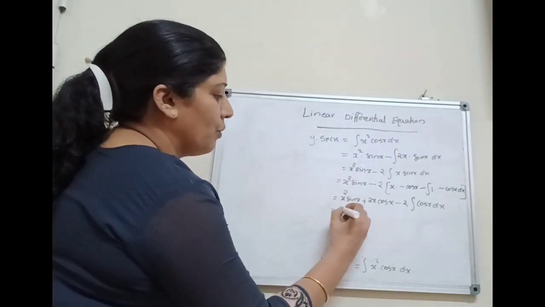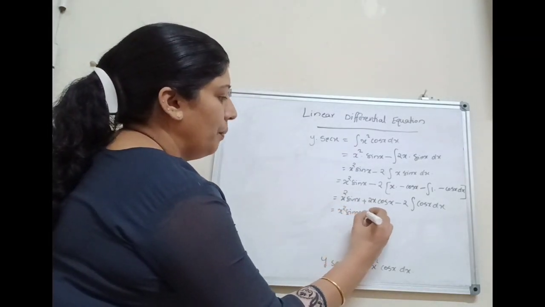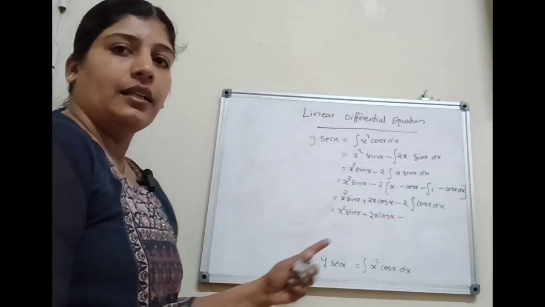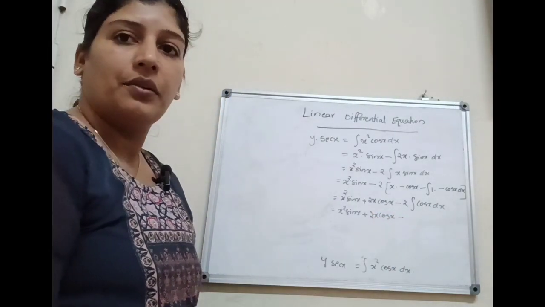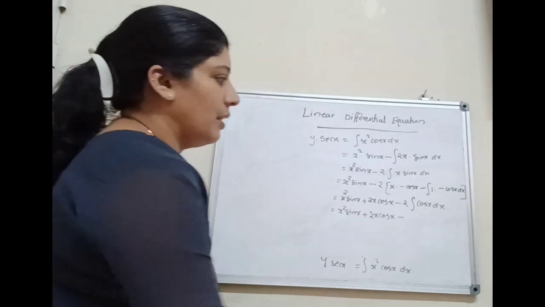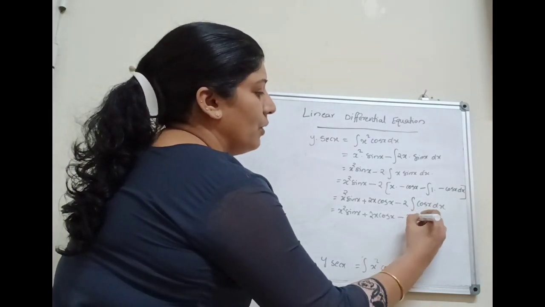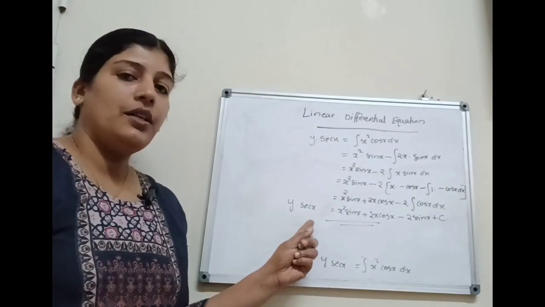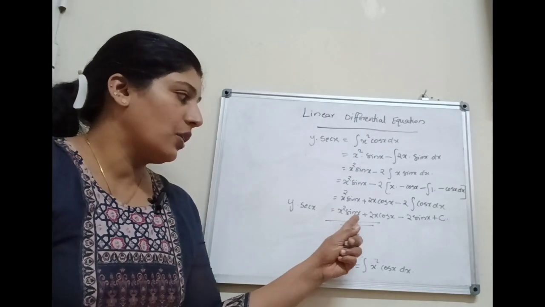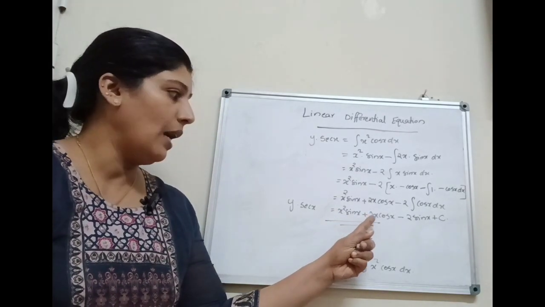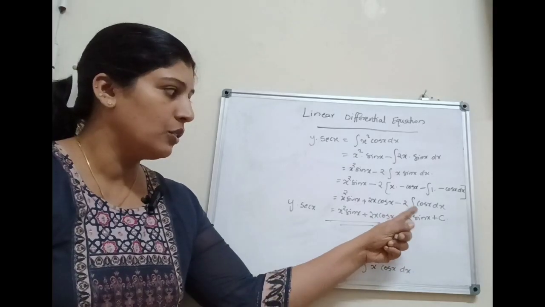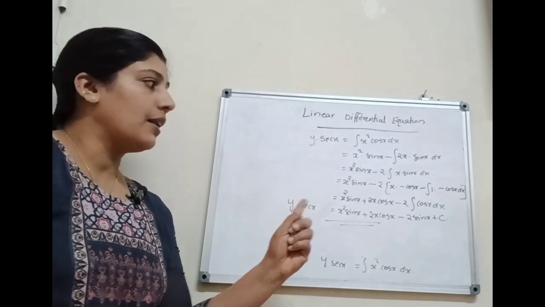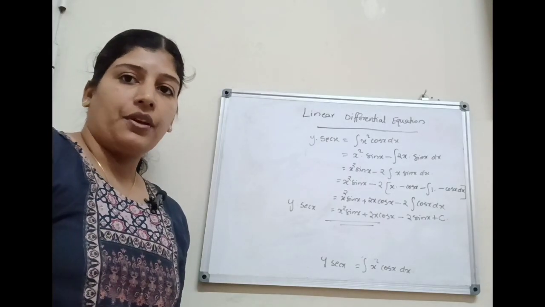It is equal to x square sin x plus 2x cos x minus, integral cos x is sin x, that is equal to minus 2 sin x plus c. Y into sec x equal to x square sin x plus 2x cos x minus 2 sin x plus c. This is the general solution of the given linear differential equation.